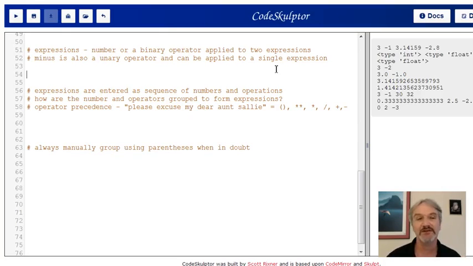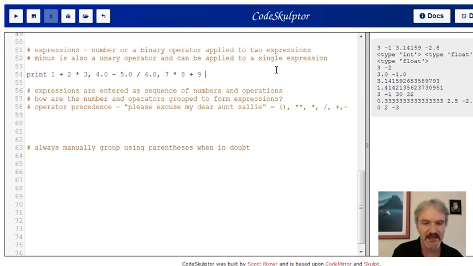Now in practice, you don't really need to understand that definition. You can just simply go through and type in expressions that you're used to using from, say, middle school algebra. So I could say 1 plus 2 times 3, or 4.0 minus 5.0 divided by 6.0, or 7 times 8 plus 9 times 10. And if I hit run, what comes out is exactly what I'd expect.